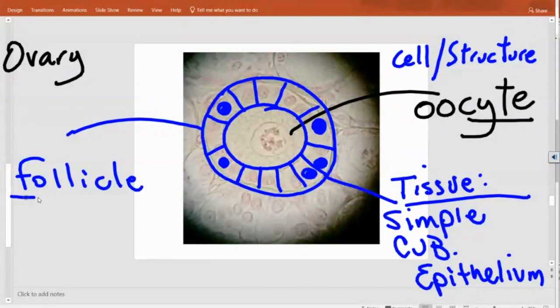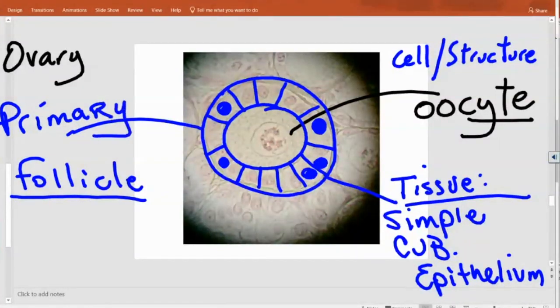Because it's got one layer of cuboidal cells around it, that makes this follicle a very special follicle. So they give it a special name. So anytime the oocyte has a follicle that has this tissue around it, they give the follicle this name, because it's really important. It's a primary follicle. That is called a primary follicle.